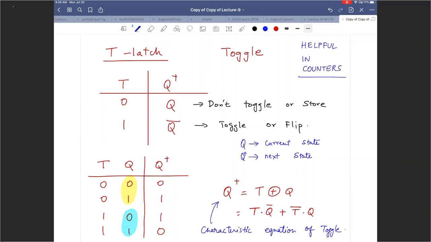Q plus. You can clearly see that's an exclusive OR gate between T and Q. So Q plus equals T exclusive OR Q, which can also be written as T and Q complement or T complement and Q.